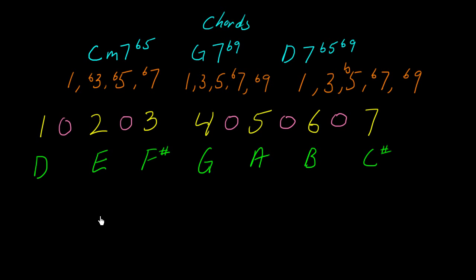1 in this key is a D. 3 is an F sharp. Flat 5, normal 5 is an A, so I'm going to flat it. A flat. Flat 7. C sharp is normally the 7. Flat that, which is a normal C. Flat 9, once again, 9 is the same as 2, which would be E. But I'm going to flat it, so that becomes an E flat. And these 5 notes played together would be a D7 flat 5 flat 9 chord.